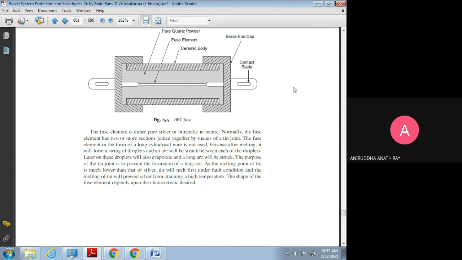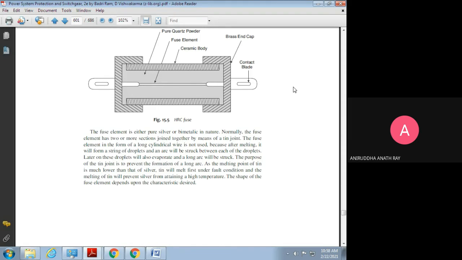So I repeat, normally the fuse element has two or more sections joined together by means of a tin joint, and the fuse element is either pure silver or bimetallic in nature. Again, a fuse element in the form of a long cylindrical wire is not used. Why don't we use a long cylindrical wire? That is why two sections are joined by a tin joint.